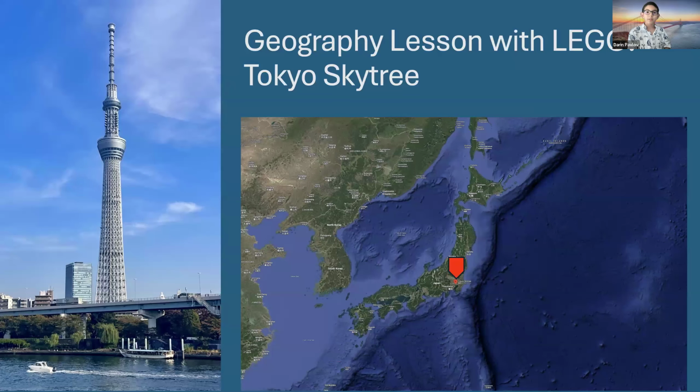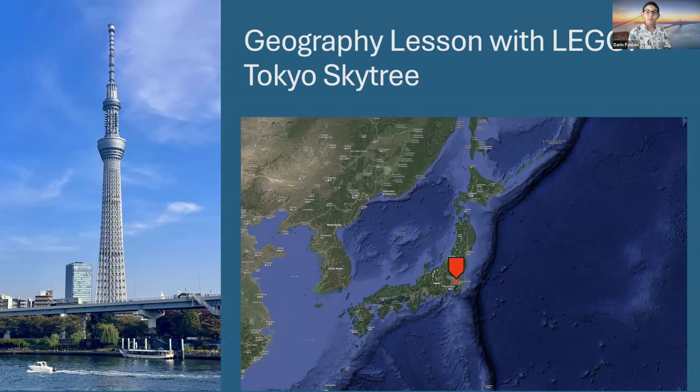Now let's have a geography lesson. I will build a Lego model that represents the Tokyo Sky Tree in Japan. The Tokyo Sky Tree is the tallest tower in Japan and one of the tallest structures in the world. Its real height is 634 meters. When building a Lego version, we cannot make it full size, so we use proportion and scale.